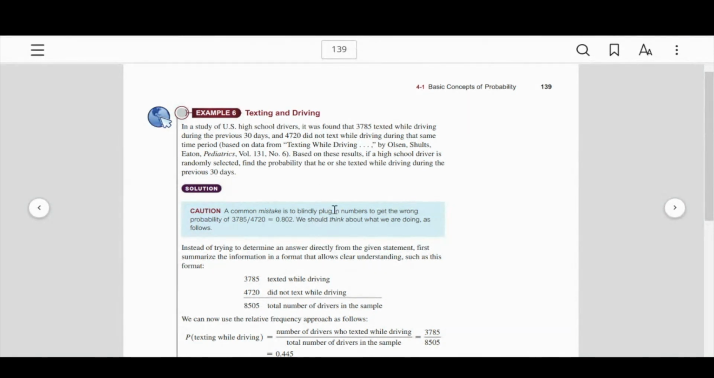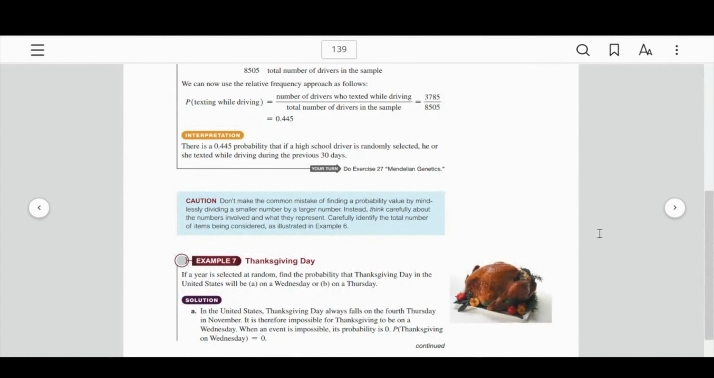So they're saying be very, very careful. This is the number who text. This is the number who did not text. If you want the total of how many ways things could happen, well, it can text or it cannot text. You need to add these numbers together. And so that's what this is, 3785 plus 4720. There's your denominator. So don't divide 3785 by 4720, divide it by this much bigger number, and you get a small percentage. Still too high. I'm the old guy, so I'll tell you kids, don't be texting while you drive. It's not worth it. It's a thinking class, not a math class. There you go.